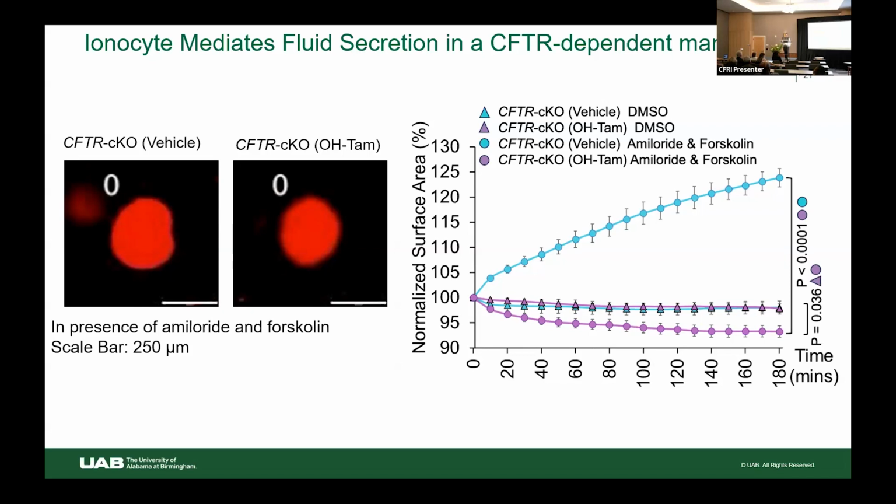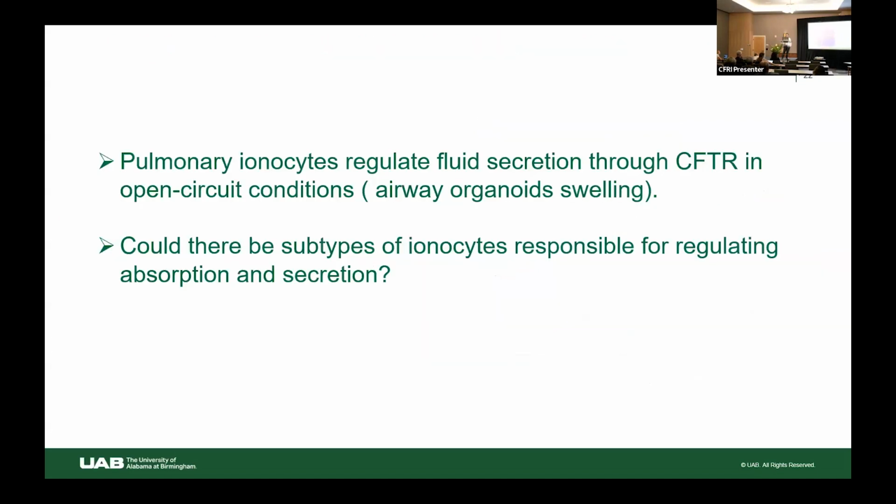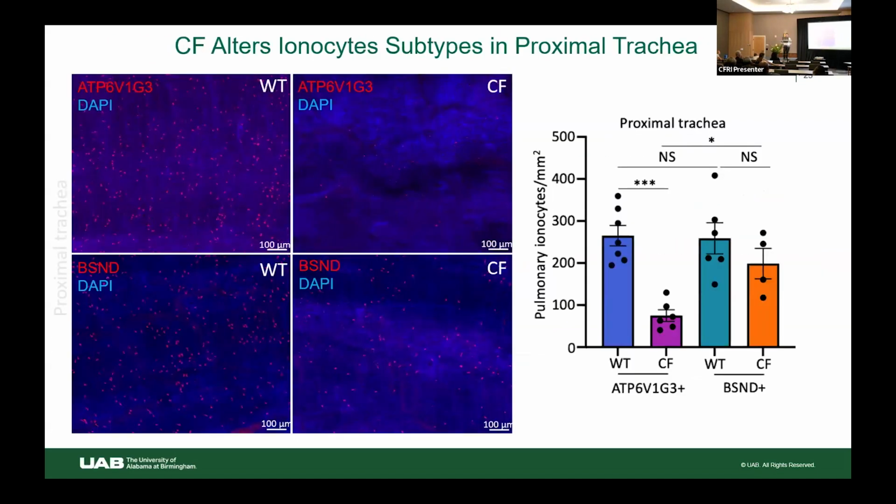So we conclude that pulmonary ionocytes regulate fluid secretion through CFTR in an open circuit condition, as shown by airway organoid swelling. So the next question we're trying to address is whether there could be subtypes of ionocyte responsible for regulating both absorption and secretion. So here we're going to use the cystic fibrosis ferret model we have. We use two ionocyte markers. One is ATP6V1G3 and the other one is BSND, to visualize those ionocytes in the ferret tracheal epithelium.